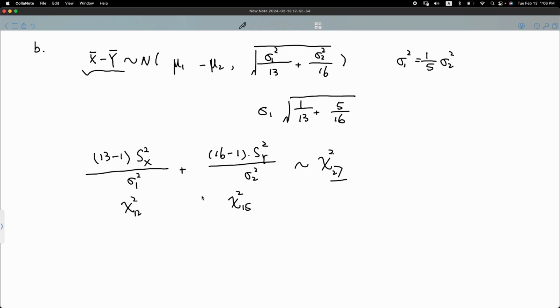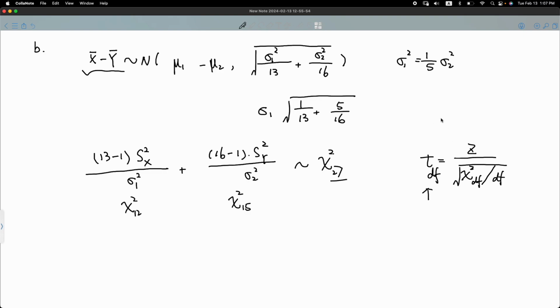Next we are going to construct a t distribution. A t distribution is a standard normal over the square root of a chi-square divided by its own degrees of freedom. Then you will have a t distribution with that particular degree of freedom. We are asked to construct a random variable that follows a t distribution, and now we have all the necessary components here.